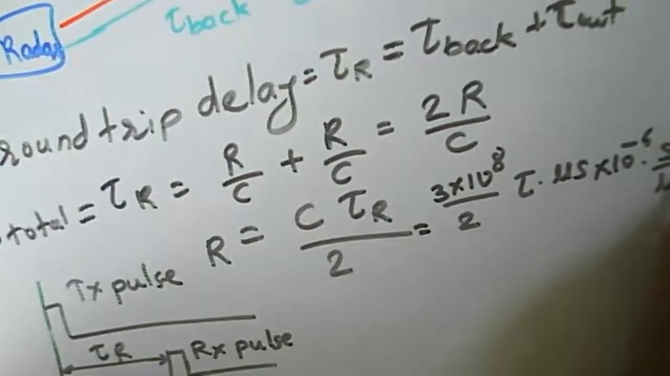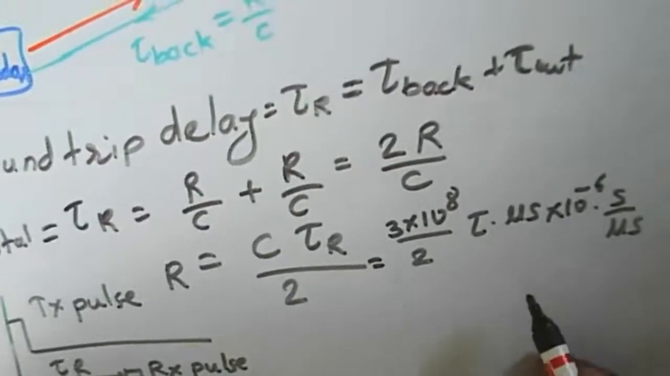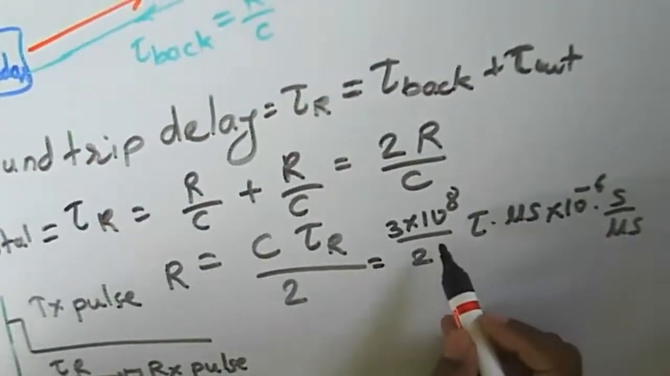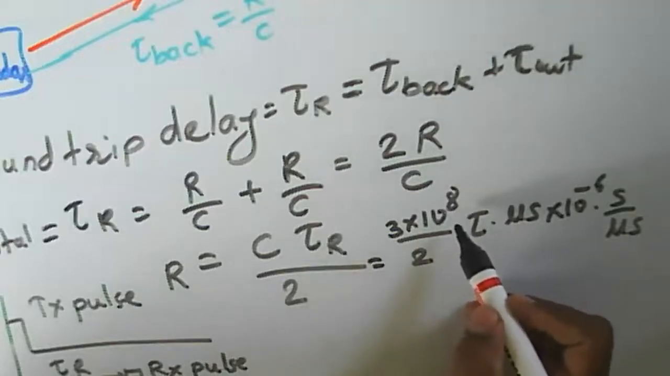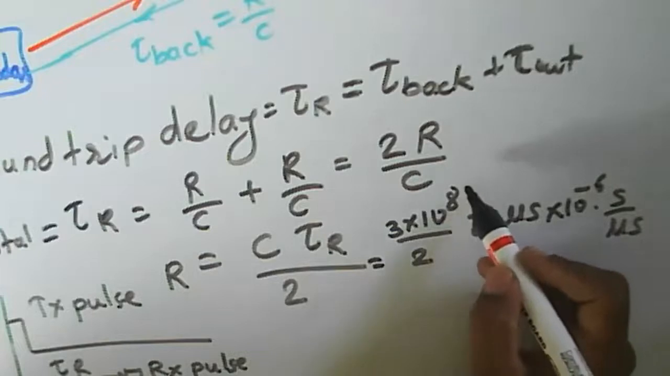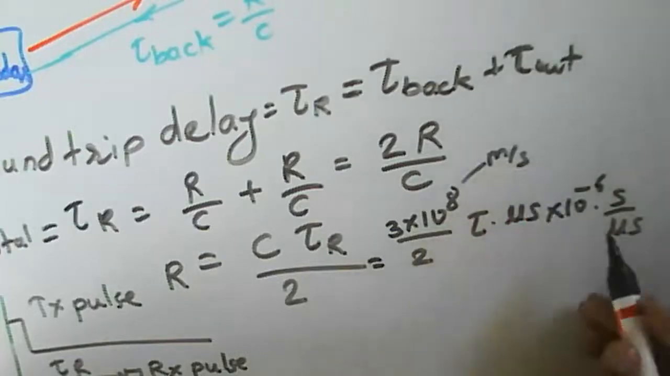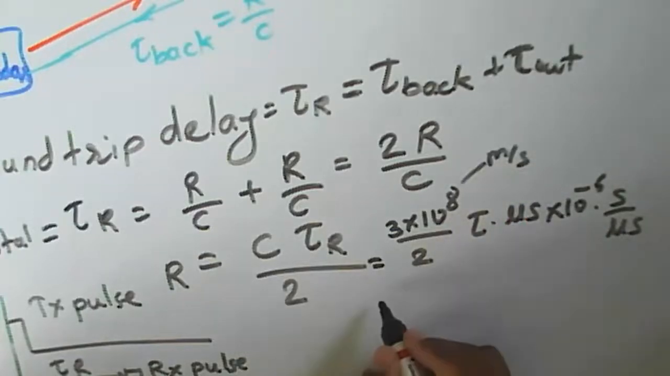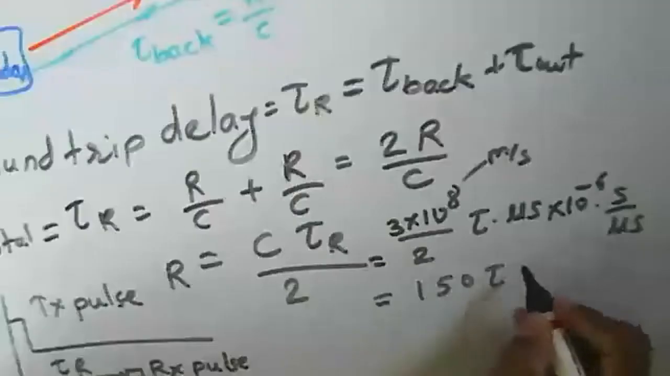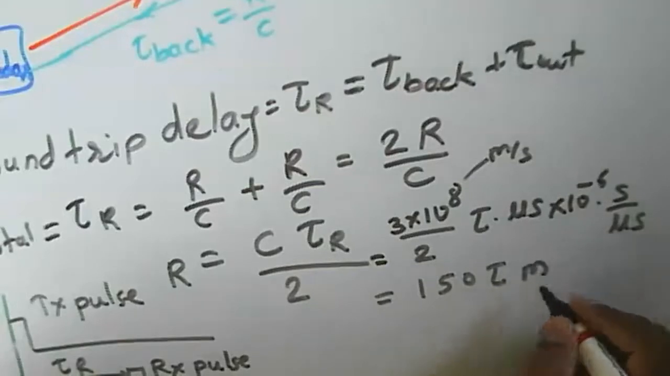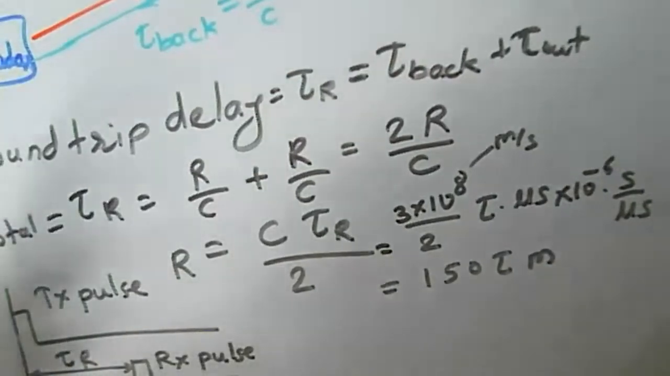So with respect to a microsecond here, this microsecond gets cancelled. This one is in meters per second, 10 to the power 8 meters per second. So the unit is meters per second. And if you solve it here, we'll get 150 tau meters. So that is 150 tau meters.